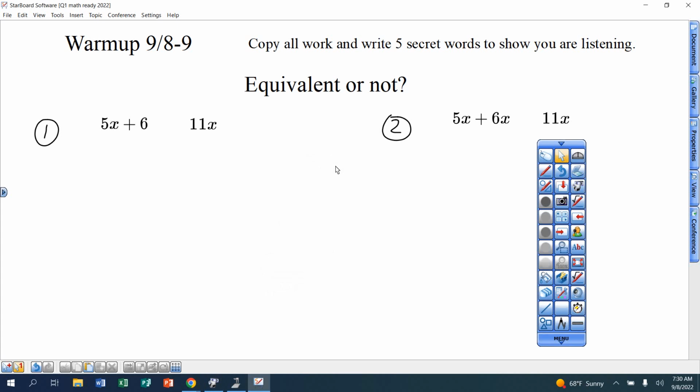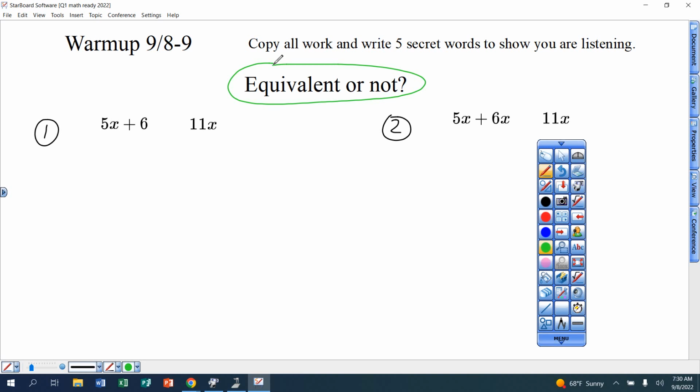Okay, for warm-up 9, I'd like you to copy all this work and the secret words, of course. Please do not share those words with anybody. I'd like you to start by writing this: equivalent or not. We're looking at two new types of expressions, where you're seeing if they're equivalent or not.